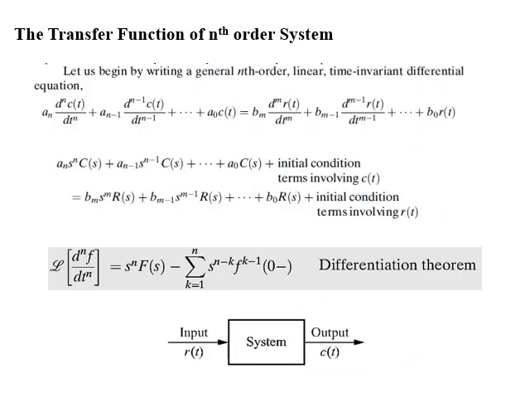Now we'll study how to find the transfer function of an nth order system with the help of Laplace transform. For this, consider a linear time invariant system whose input is represented by r of t and output is represented by c of t. The nth order differential equation of this linear time invariant system is represented here. This equation also contains constants a naught to an and b naught to bm.